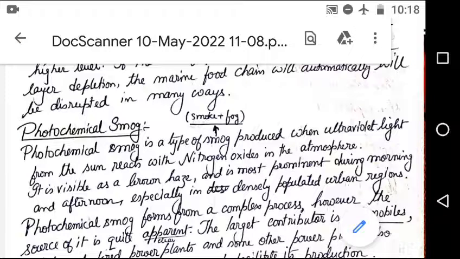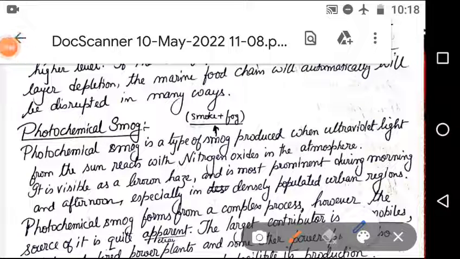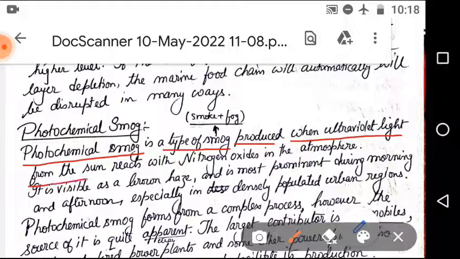So what it is saying is that photochemical smog is a type of smog produced when ultraviolet light from the sun reacts with the oxides of nitrogen in the atmosphere. Various pollutants are released into the atmosphere by factories, vehicles, and many manufacturing industries. One of the important pollutants released is oxides of nitrogen, or nitrous oxide.